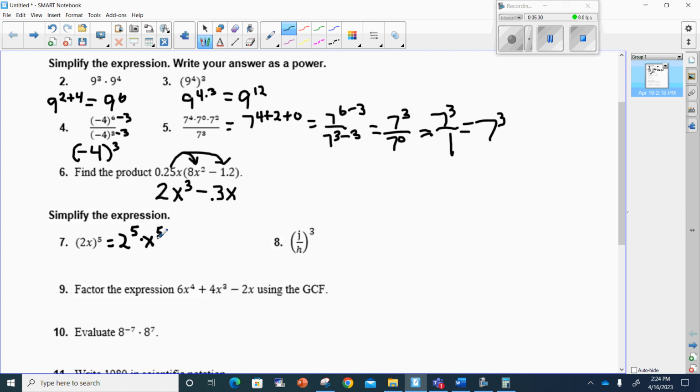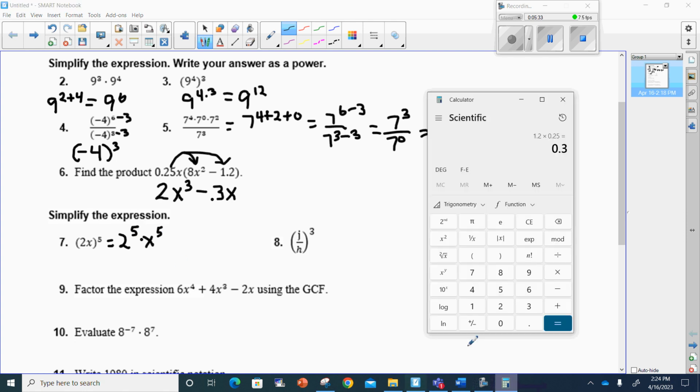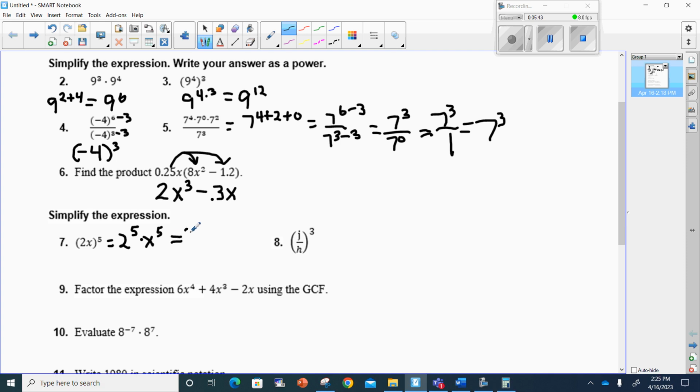2 to the 5th power is 2 times itself 5 times. Well, I could come over here and put 2 times itself to the 5th power, and that's going to give me 32. So this would be equal to 32 x to the 5th power, right? And that'd be it. It does say simplify, so we can't leave the exponents here.